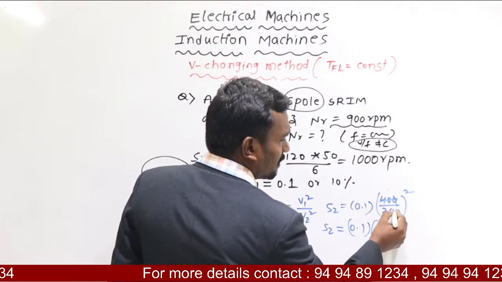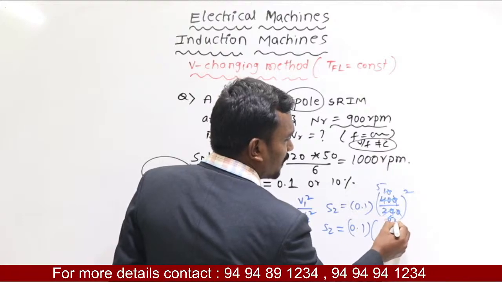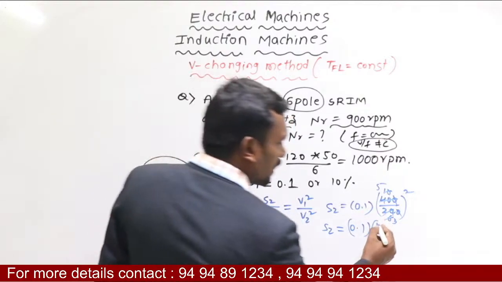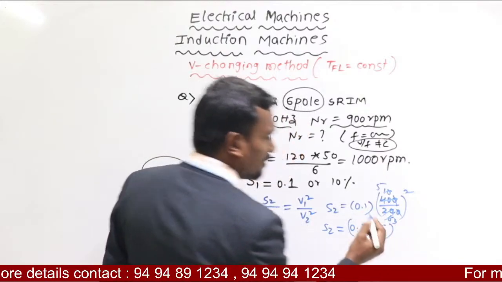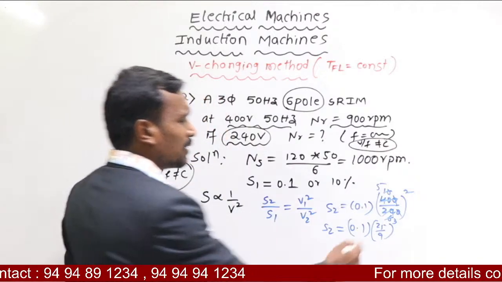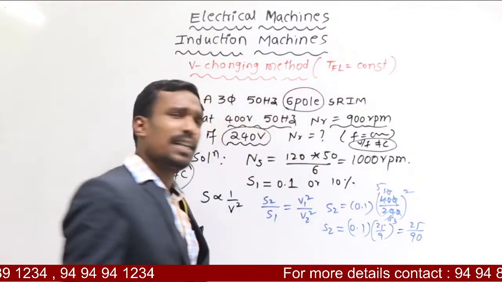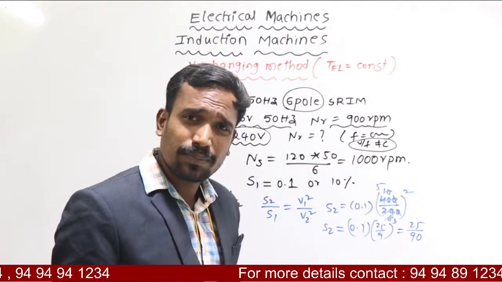0 0 gets cancelled. 4 tens are 40, 6 tens are 60, so simply 25 by 9, whatever it may be, 5 square by 3 square, right? So what is the answer finally? 25 by 90. 25 by 90 is my slip.